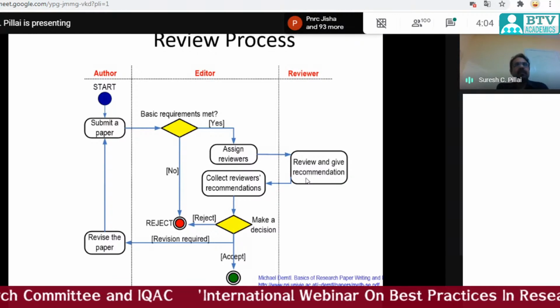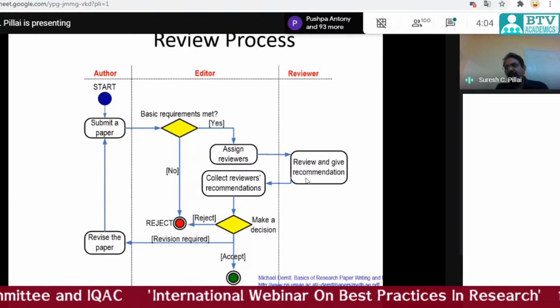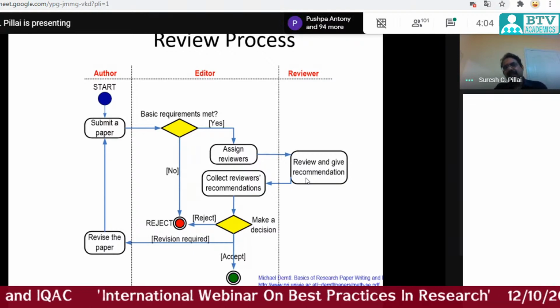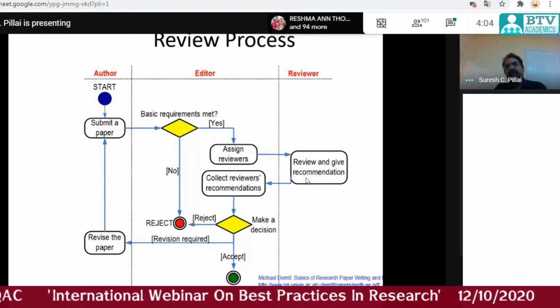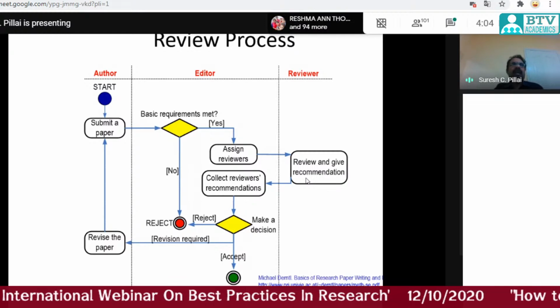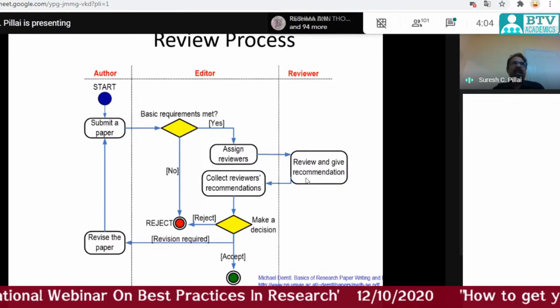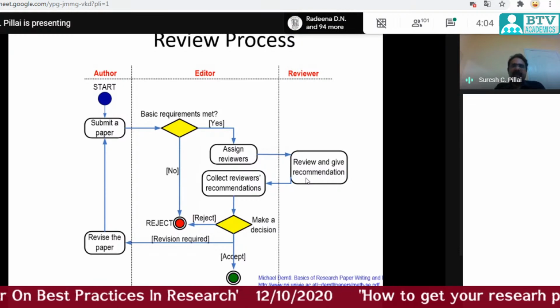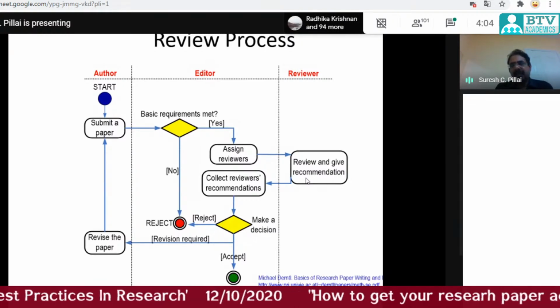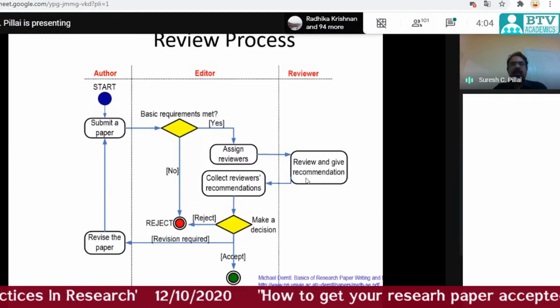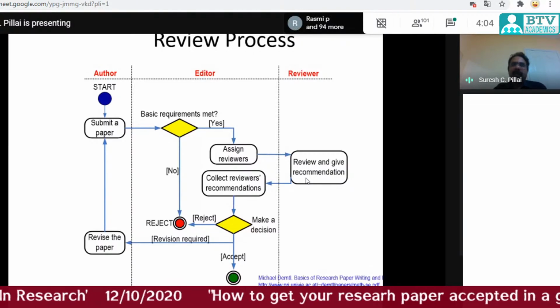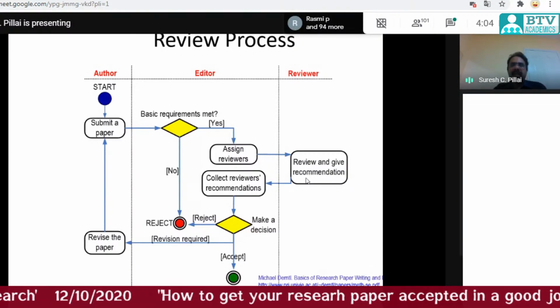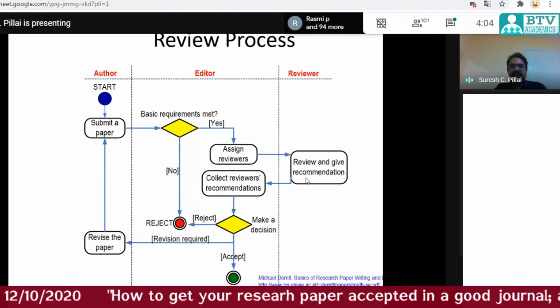And then based on the reviewers' recommendations, the editor makes a decision: either major revision, minor revision, reject, or accept. Rarely it will be accepted after the first review, but in most cases it will be a minor revision or a major revision, or in many cases it will be a reject.